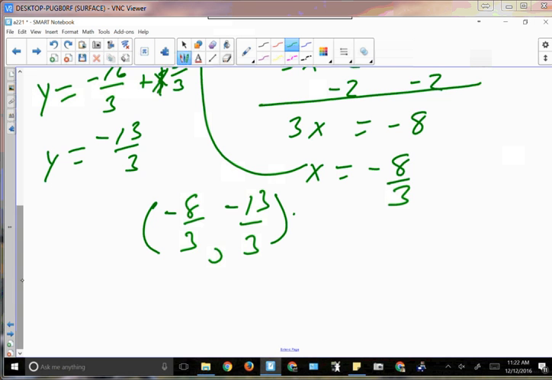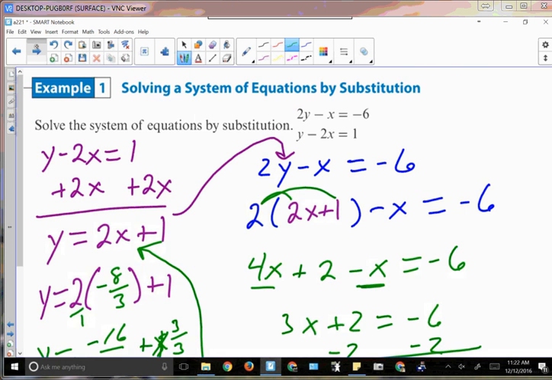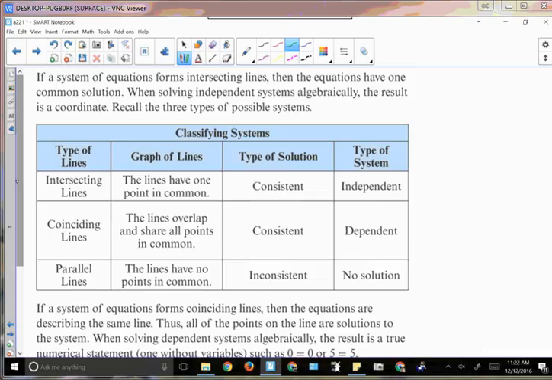So what that leads us to is this. We've kind of talked about this before. If we have lines that intersect, the lines are going to have one point in common. We classify that as consistent. So the type of system is going to be consistent and independent. So I'm going to give you a few moments to make sure that you put that chart into your notes.